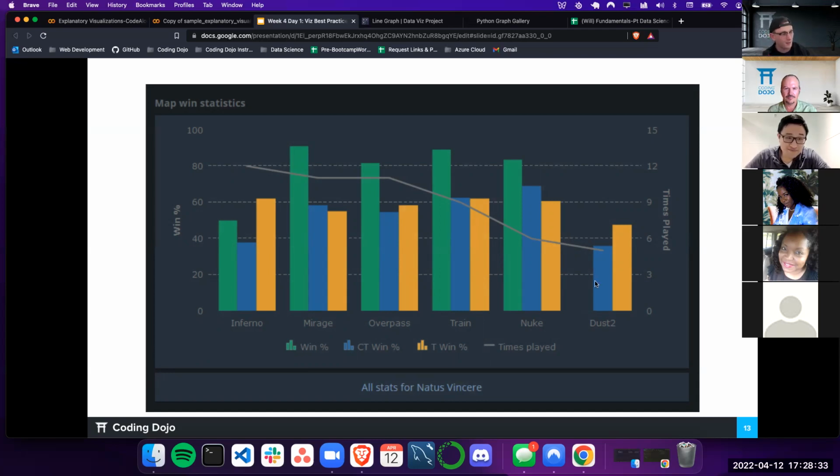Yeah, exactly. Like what's going on here? If they would have even said map win statistics or Counter-Strike win statistics divided by map, that instantly would have helped this conversation of what am I looking at. Devin, great for pointing out there's two different axes here, right? Okay, that's a little bit confusing. What is this trying to show? How do I correlate these two together? Absolutely.